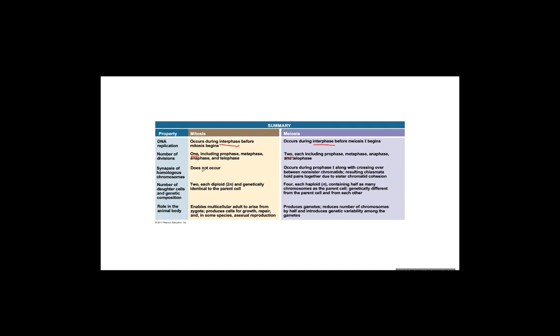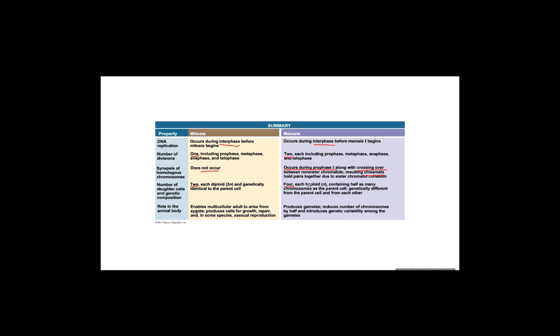Synapsis does not occur in mitosis, but synapsis occurs during prophase one of meiosis. And at that time, crossing over occurs between non-sister chromatids, resulting in chiasmata, okay? And then still sister chromatids attach to each other. The number of daughter cells: two daughter cells are produced from mitosis, four daughter cells are produced from meiosis.